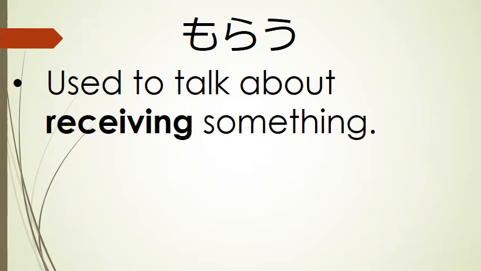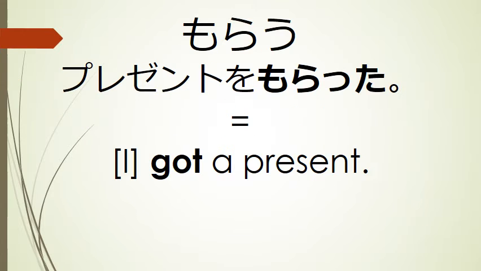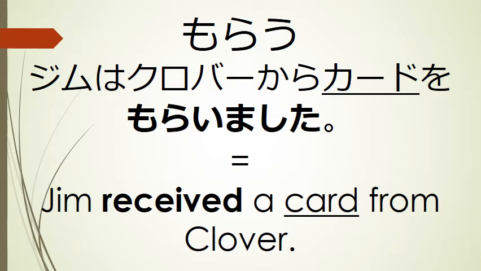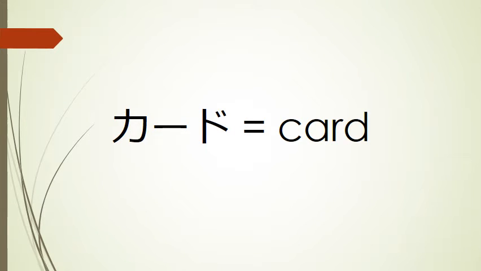And the last of the three words we use to talk about giving and receiving is morau. This is used to talk about receiving something. We can talk about ourselves receiving, or we can talk about someone else receiving. So if I said, Purezento o moratta, that would mean I got a present. If I said, Jimu wa Kuroba kara kado o moraimashita, that would mean Jim received a card from Clover. That new word, kado, means card.